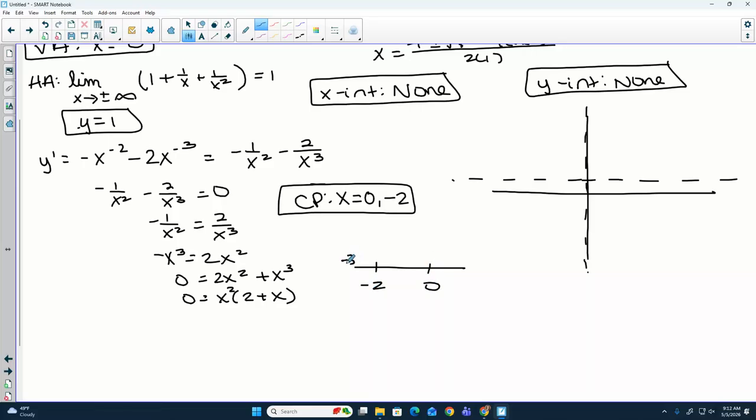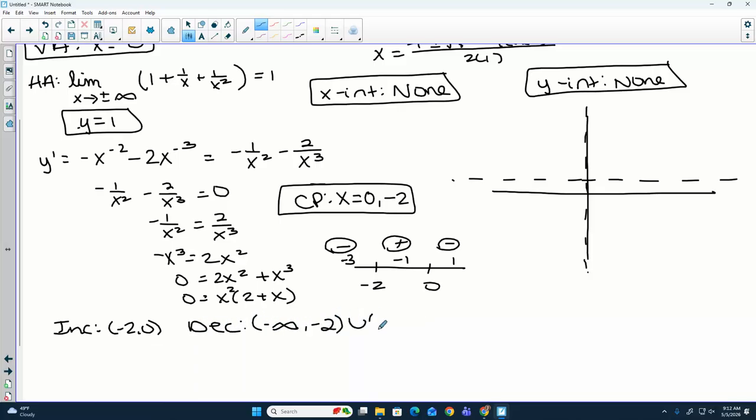So smaller, in between, and bigger. If I put in a negative 3, I get negative 1/9 plus 2 over 27, which gives us a negative. If I put in negative 1, I get negative 1 plus 2, which is positive. Put in a 1, negative 1 minus 2 is negative. So that means this graph is increasing from negative 2 to 0, decreasing from negative infinity to negative 2, and 0 to infinity.